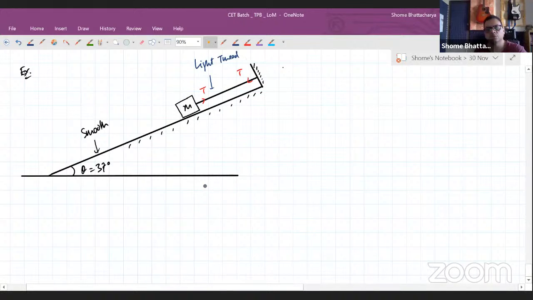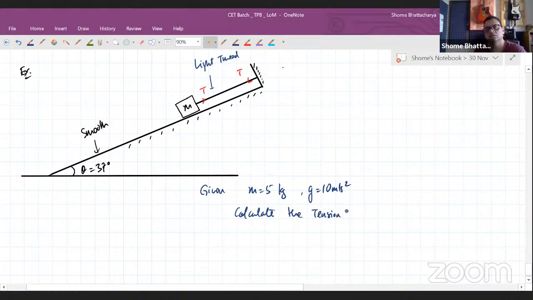So given the mass of the block is 5 kgs and g is equal to 10 meters per second square, we want to calculate the tension T in the thread. Work this out quickly. It should not take you more than a minute.